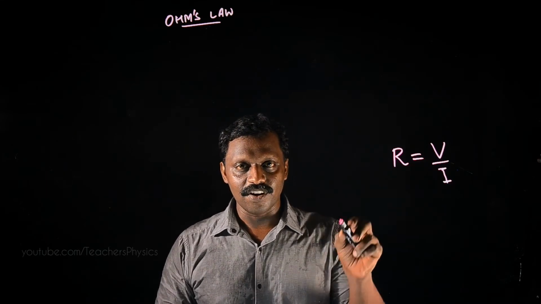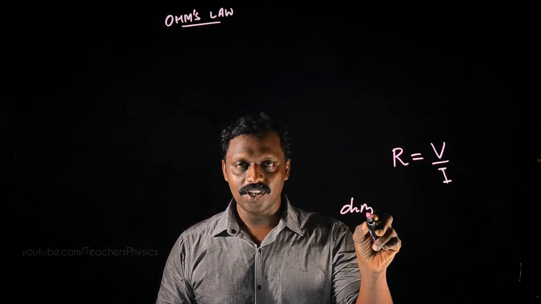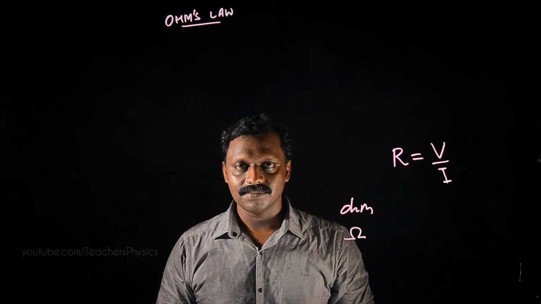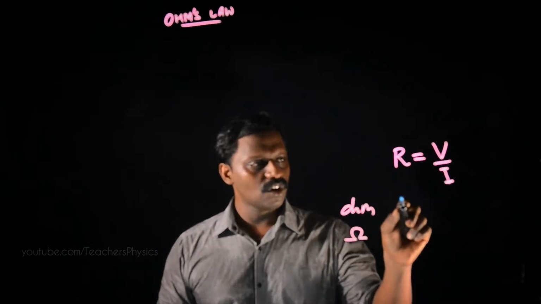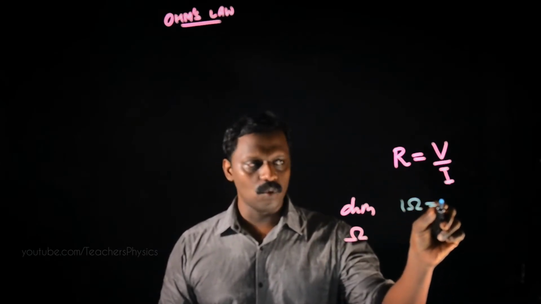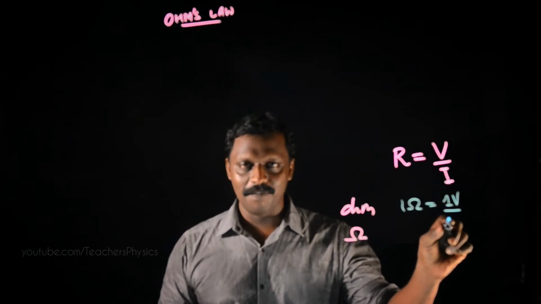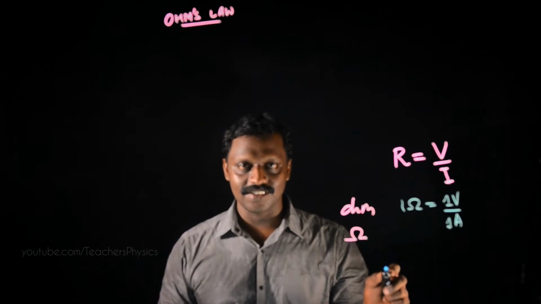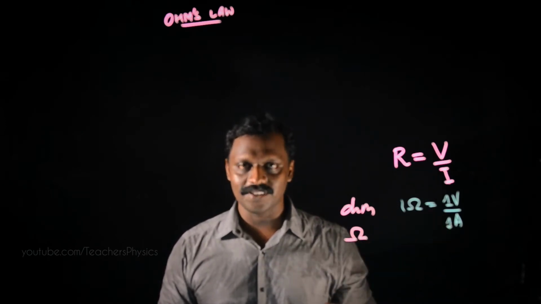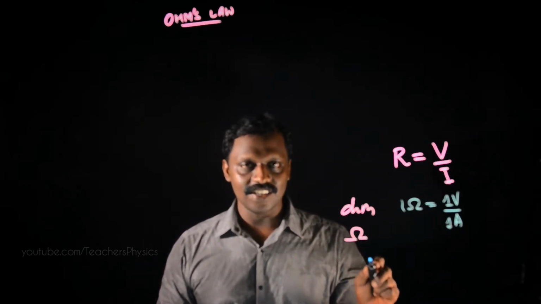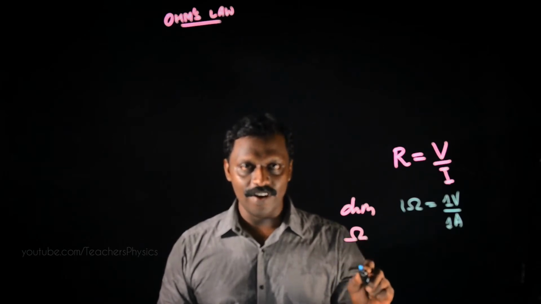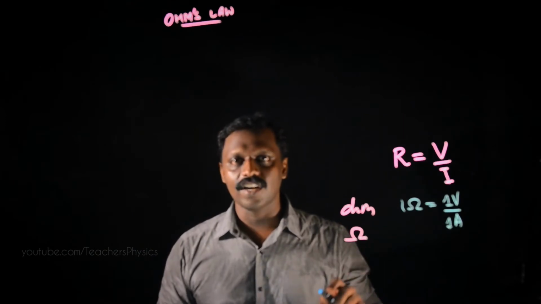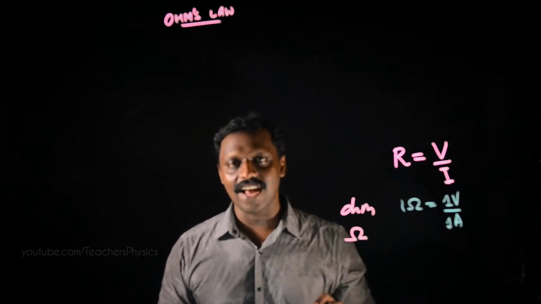The SI unit of resistance is ohm, which is denoted by the alphabet omega. From this equation, we can write 1 ohm is equal to 1 volt divided by 1 ampere. Thus, we can define resistance according to this equation. The resistance of a conductor is equal to 1 ohm when 1 ampere current flows through the conductor if a potential difference of 1 volt is applied across its ends.